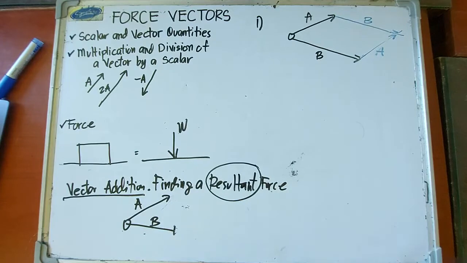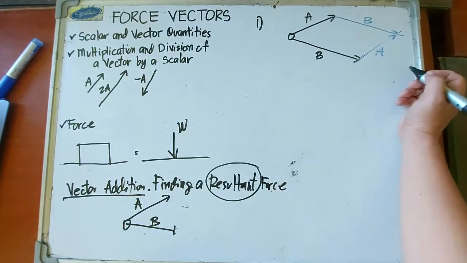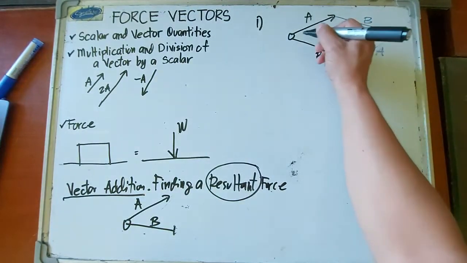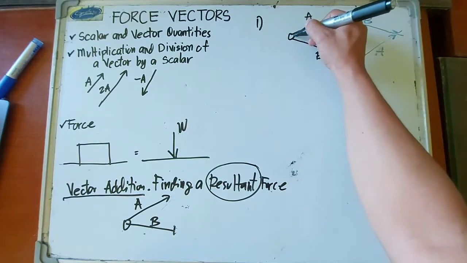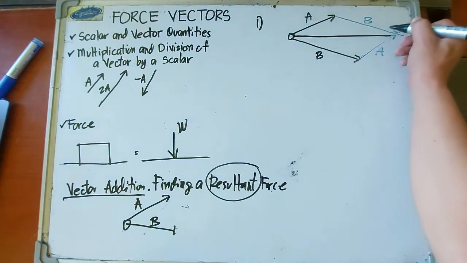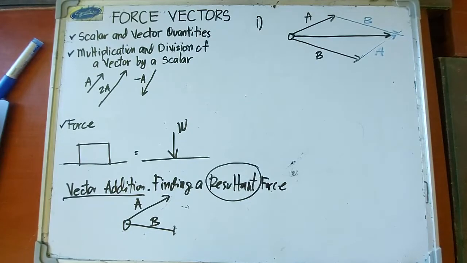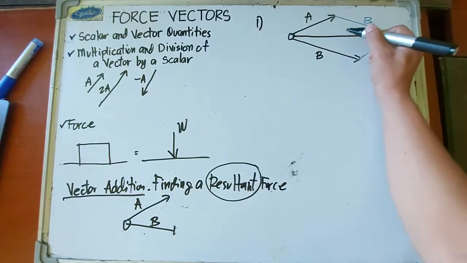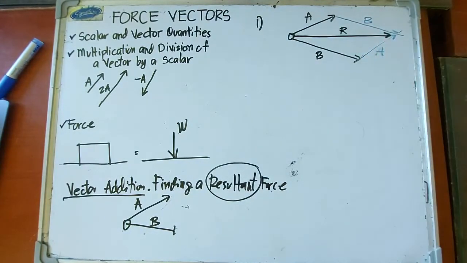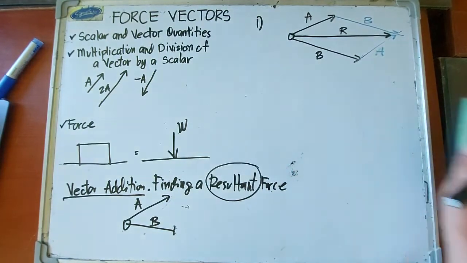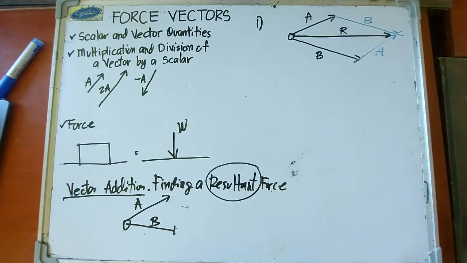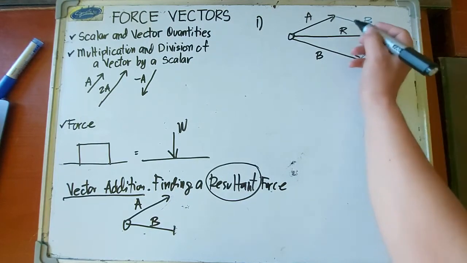Okay? And the resultant force is actually the diagonal. Ito yung resultant force natin. Okay? Ito yung resultant force. Okay. So mayroon na tayong parallel. Basically, we'll be drawing parallelograms. That's why it's called parallelogram method. So ganun lang kasimple. So mag-drawing lang.